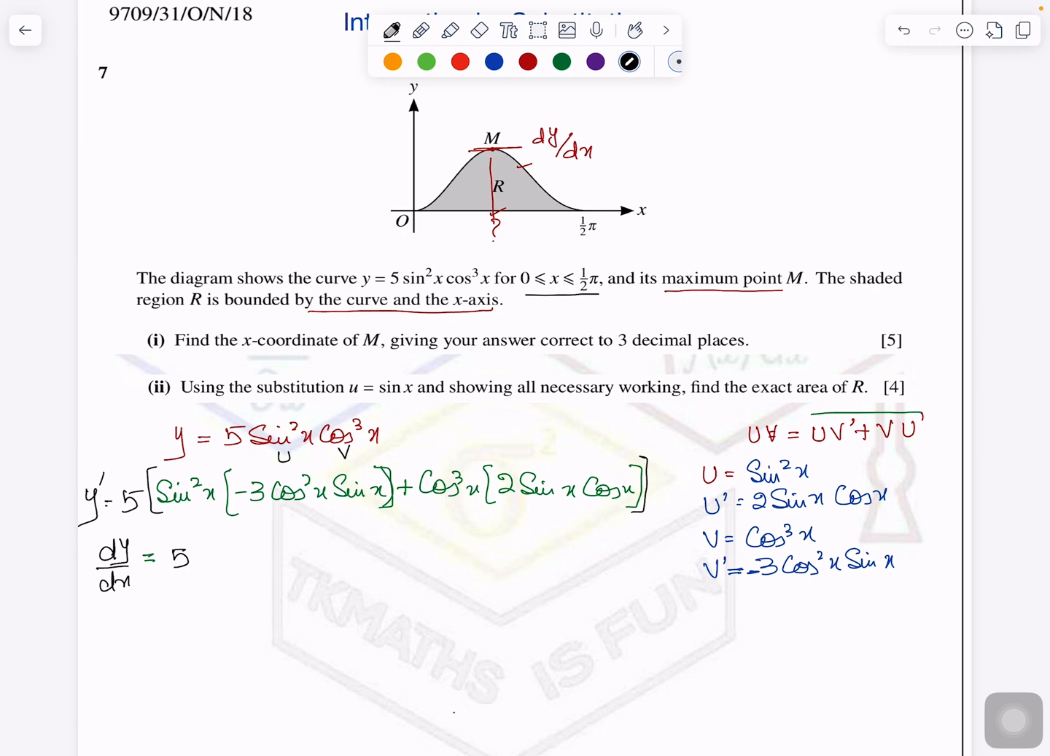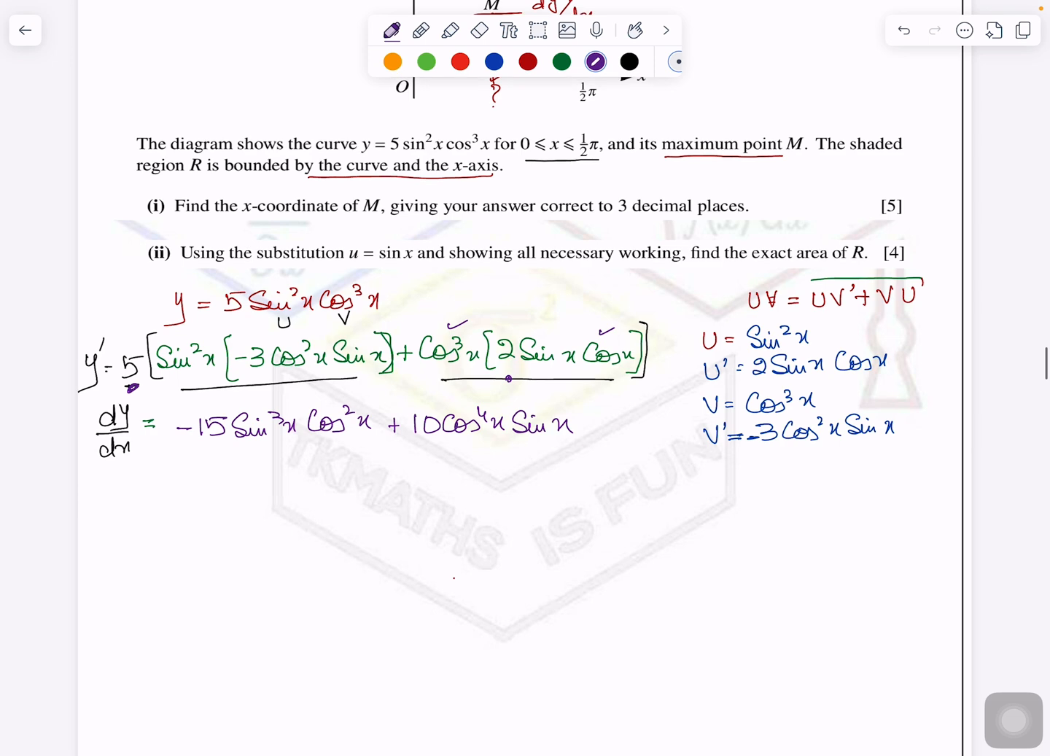So now I'm expanding the bracket. So 5 will multiply by this term and 5 will multiply by this term. In this case 5 3s are 15, and it will be minus 15 sine cube x cos square x, right? And then this 5 will multiply by this 2, so 5 times 2 is 10, and it will be plus 10 cos power 4 x times sin x, because this cos is multiplying by this cos, right?